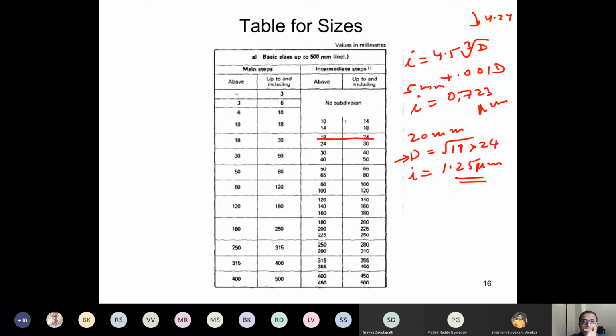Any questions? Do you get what a standard tolerance unit is?